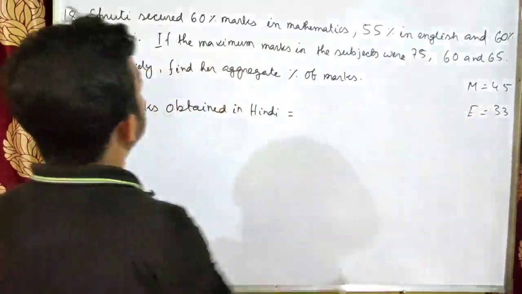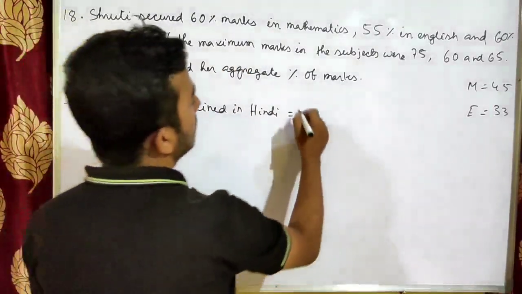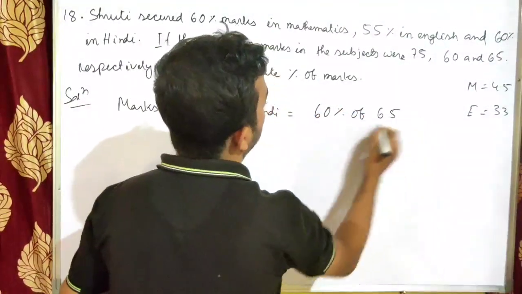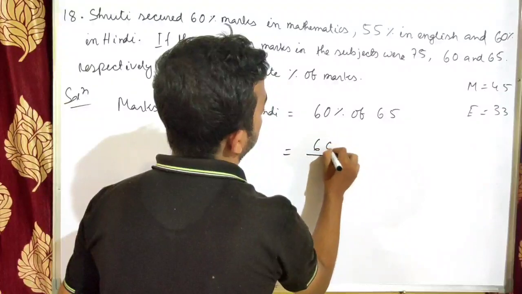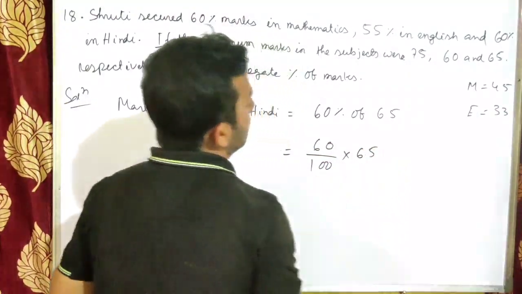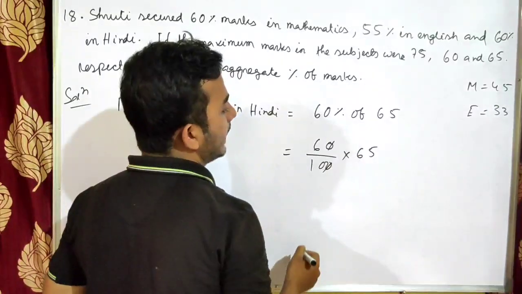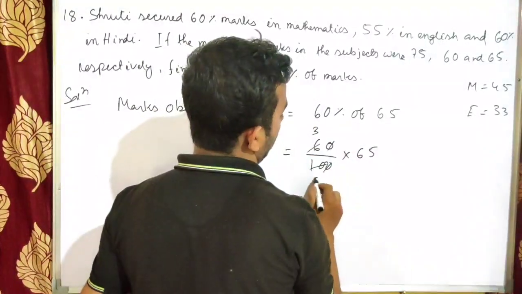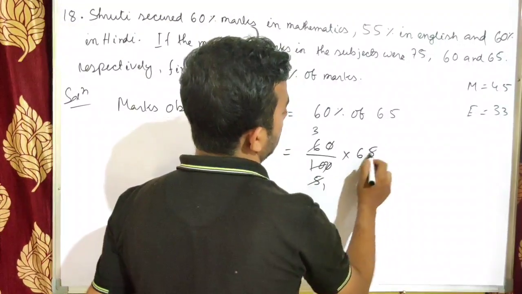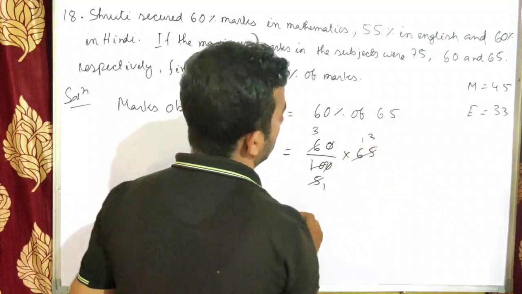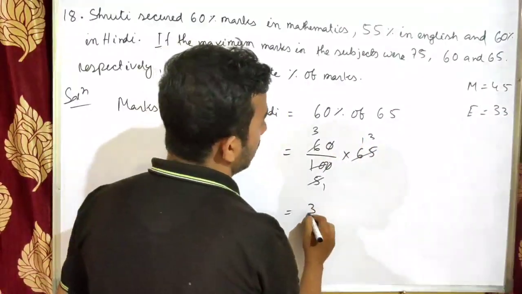So what is the percentage obtained in Hindi? It is 60%. Okay, 60% of 65. So 60 by 100 of 65. Then 13 into 3 is 39.